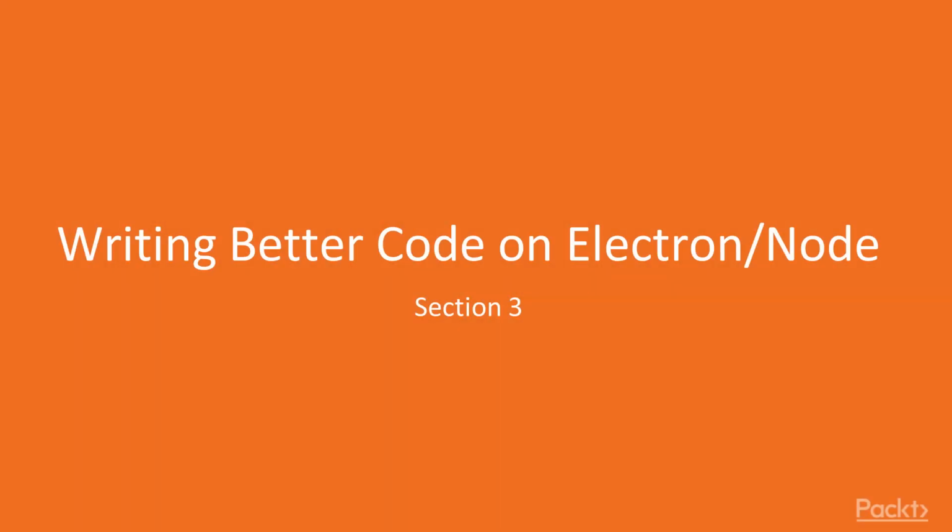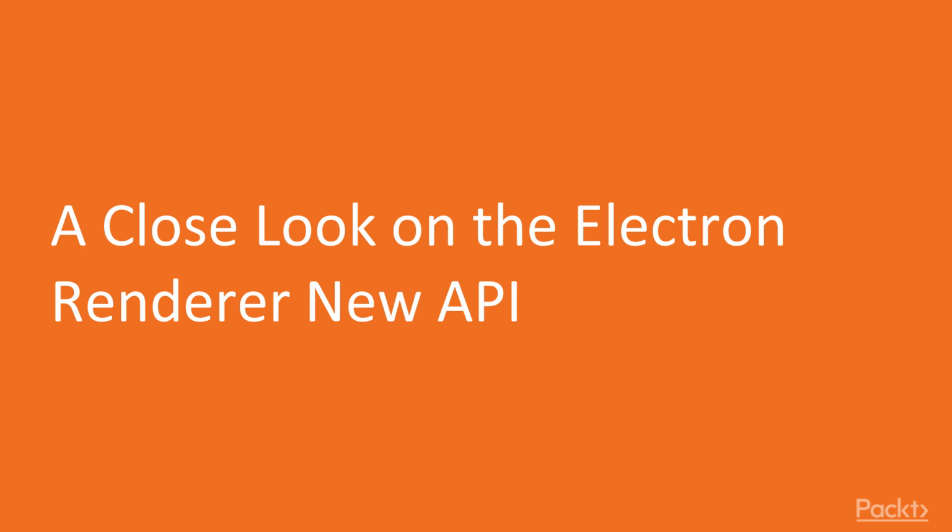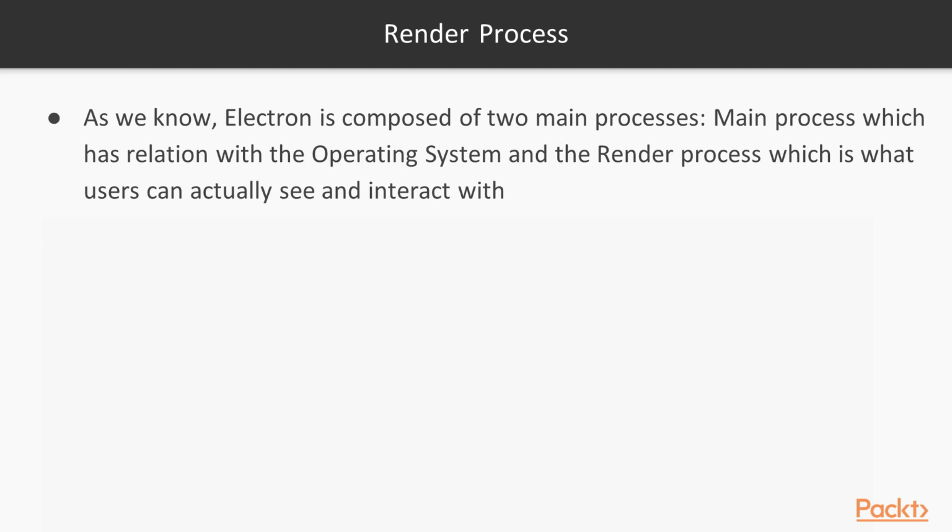Writing better code on Electron and Node. A close look at the Electron Render New API. Render process. So as we all know, Electron is pretty much composed of two main processes. The main process, which has a relation with the operating system and the kernel and everything underneath that. And of course, the render process, which is what users can actually see and interact with as a graphical user interface, or pretty much a GUI.